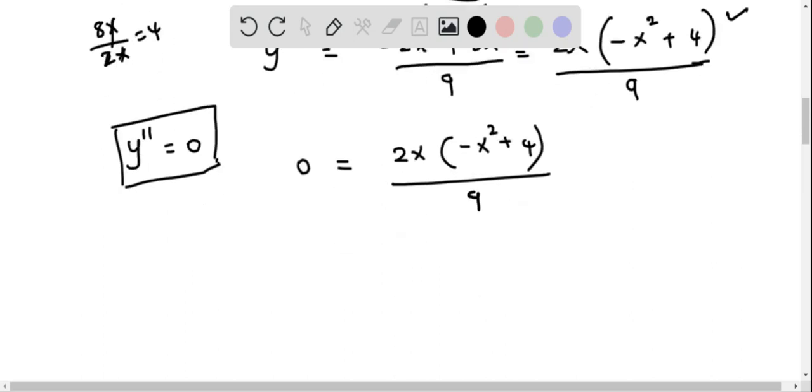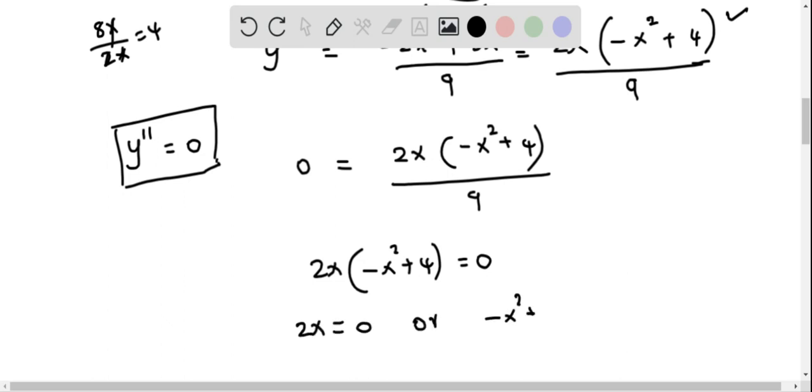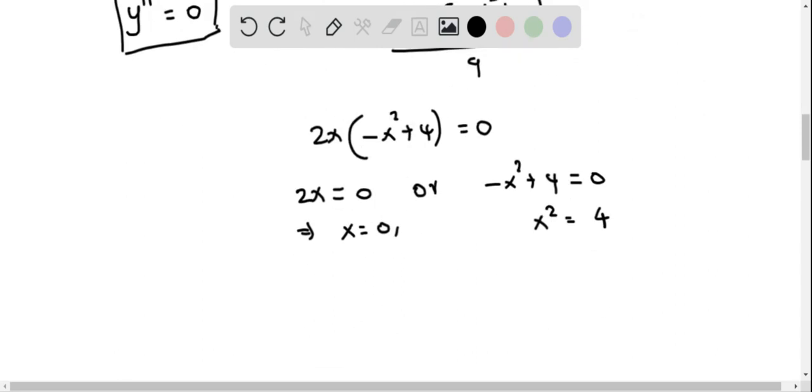Now we multiply both sides by 9, and so we get 2x times negative x squared plus 4 equals 0. So either 2x equals 0 or negative x squared plus 4 equals 0, and this gives x equal to 0. And here we can add x squared to both sides. When we do that, x squared equals 4. We take the square root on both sides, and so we get the value of x equals plus or minus 2.